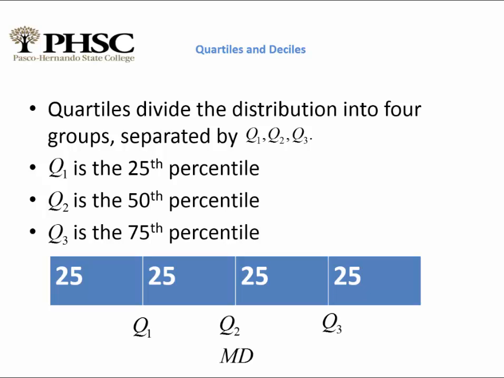Quartiles divide the distribution into 4 groups, separated by Q1, Q2, and Q3. Q1 is the 25th percentile, Q2 is the 50th percentile or the median, and Q3 is the 75th percentile. So as you can see, if we have a data set, we divide it into 4 parts.